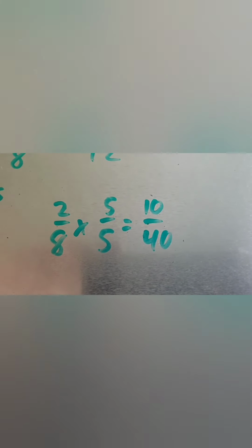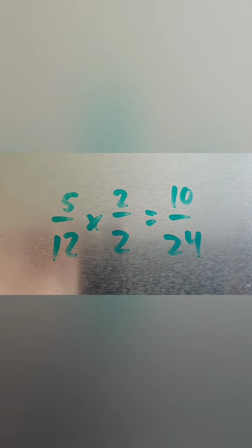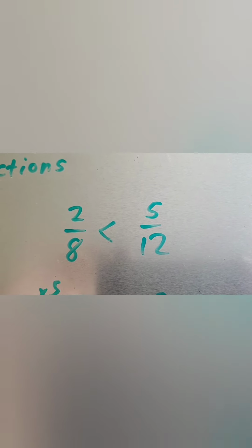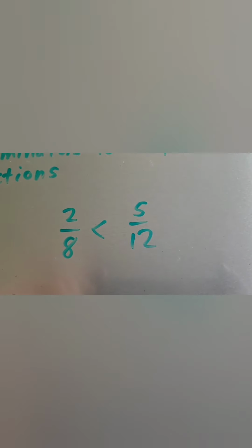Since 2/8 is equivalent to 10/40, we write 2/8 under 10/40 because they're equivalent fractions, same thing. And since 10/24 is equivalent to 5/12, we write 5/12 under 10/24. And if 10/40 is less than 10/24, then their equivalent fractions work the same way. So 2/8 is less than 5/12. So now we want to compare those two fractions by finding common denominators.